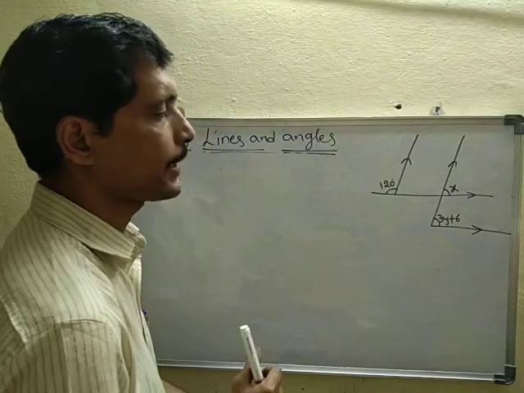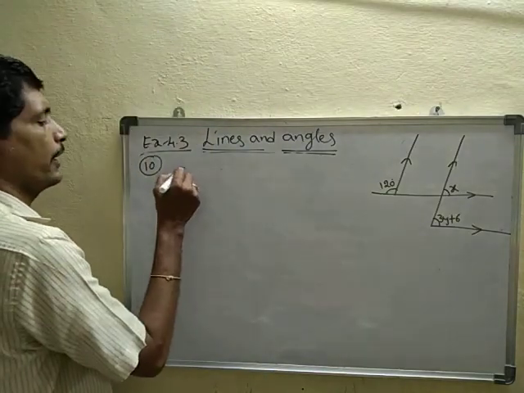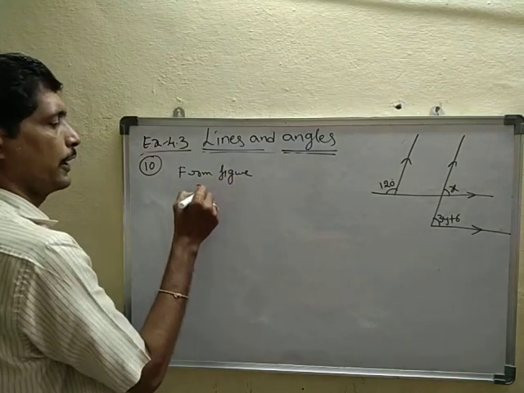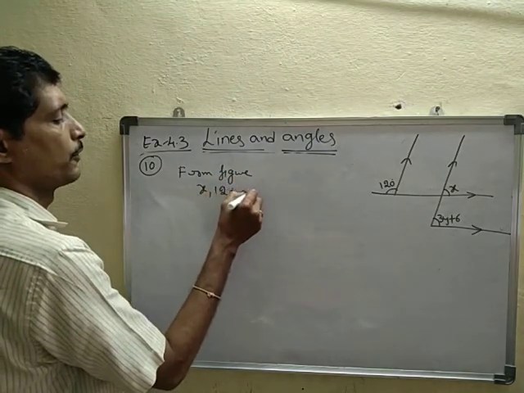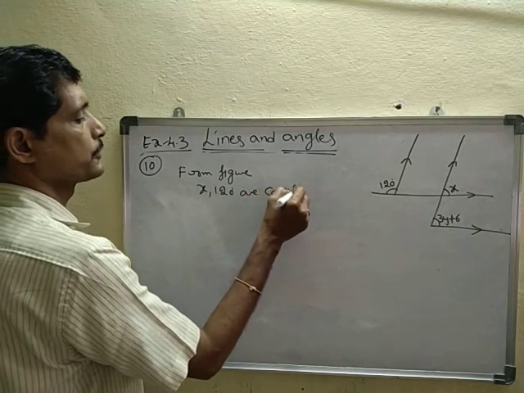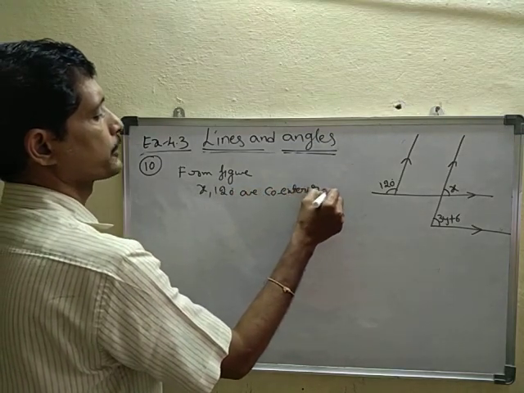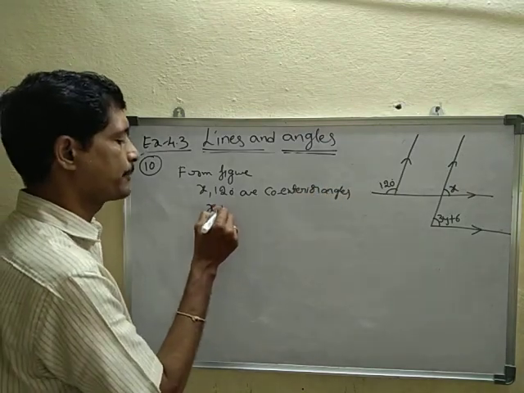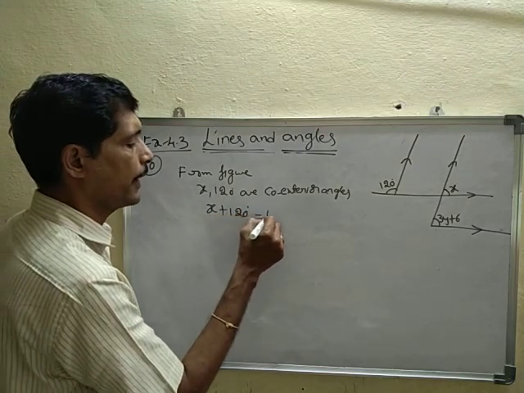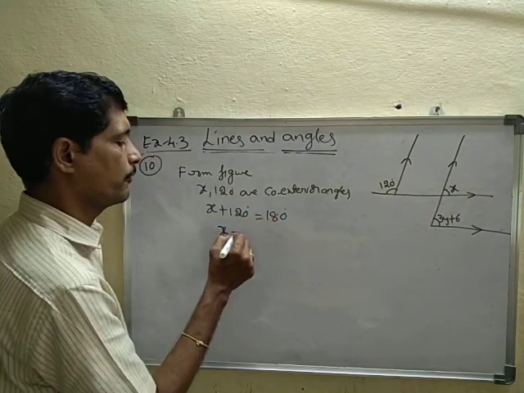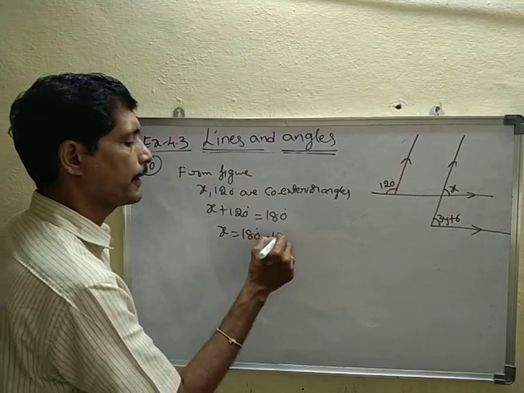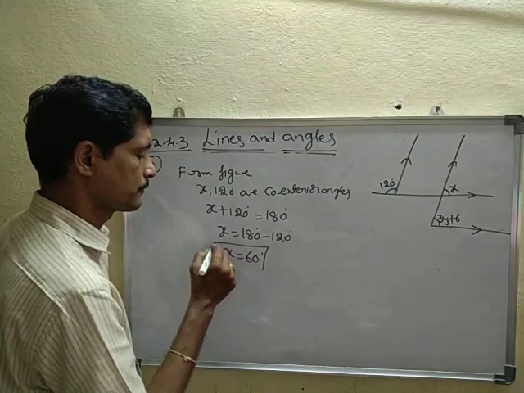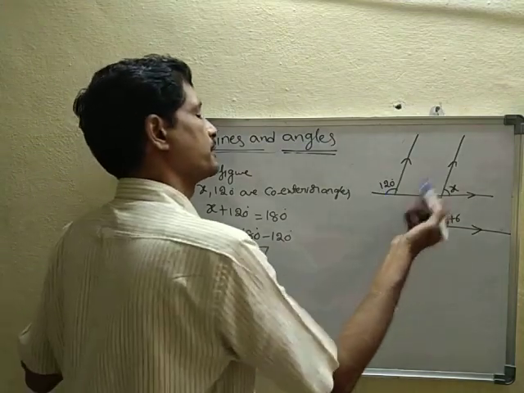Sum of co-exterior angles equal to, from the figure, x and 120 are co-exterior angles. Sum of co-exterior angles equal to 180. X plus 120 degrees equal to 180. Therefore, x equal to 180 minus 120. Therefore, x equal to 60 degrees. X equal to 60 degrees.